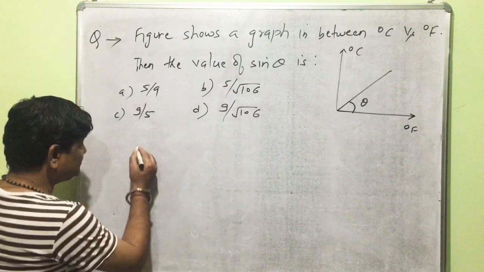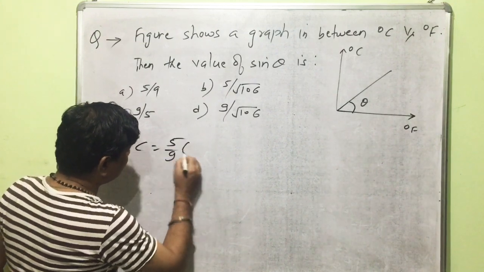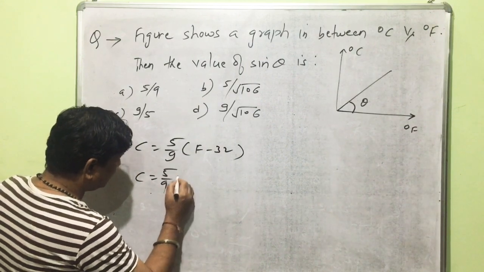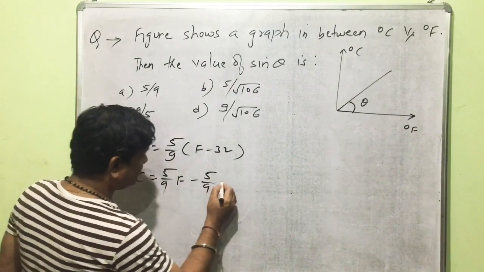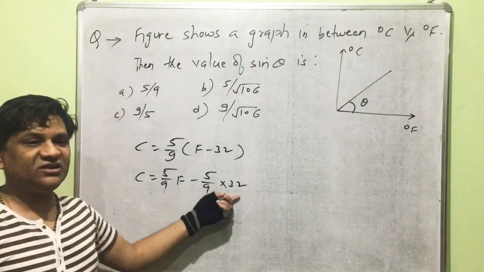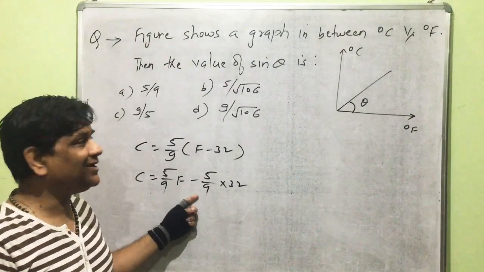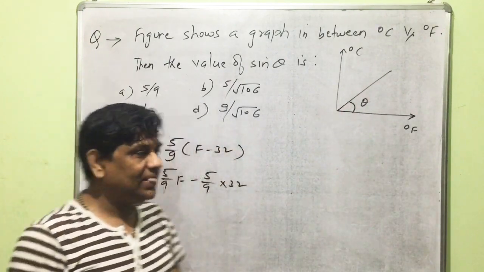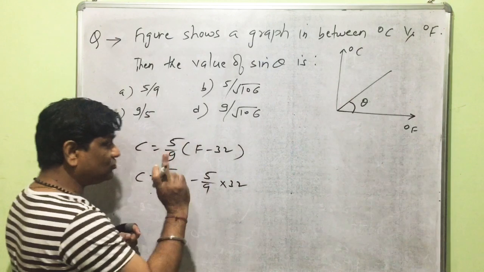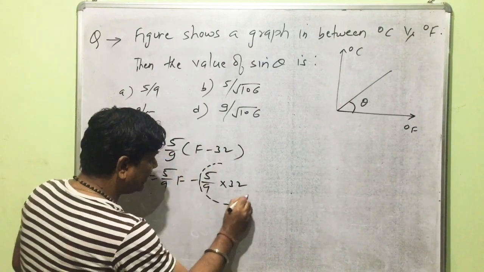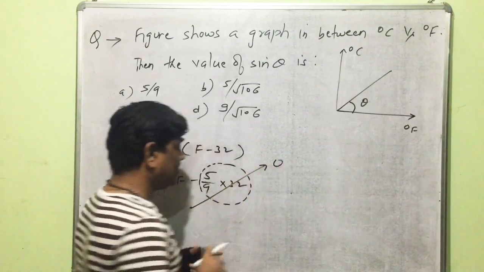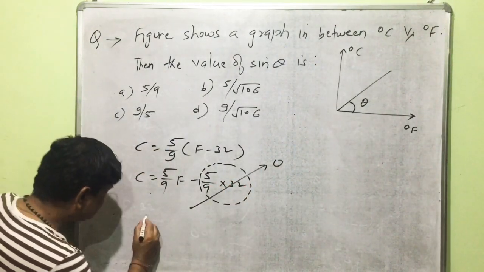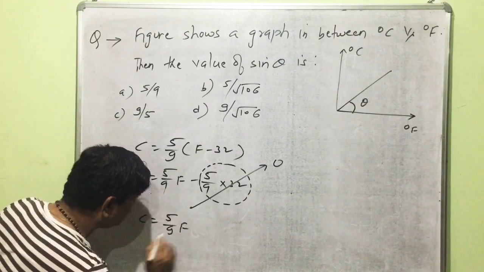You know it here. C is equal to 5 by 9 of F minus 32. This C is equal to 5 by 9 of F minus 5 by 9 into 32. It was the straight line equation, but this is not the straight line equation for this graph here. Here a straight line is passing through origin. So this straight line will pass through origin only whenever the value of this factor will be equal to 0. If it is equal to 0, C will become equal to 5 by 9 of F.